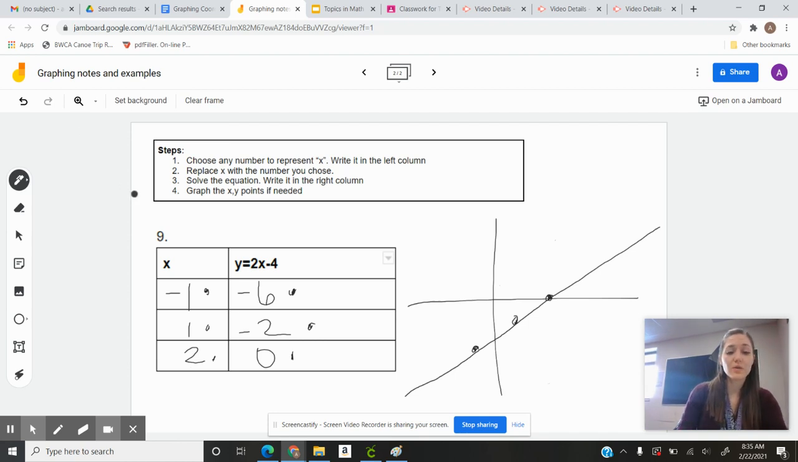All right, if you guys have any questions on number 9 and 10, feel free to ask. Remember, you are not required to graph it. I just did a little quick demo so that way if you take the AccuPlacer, you kind of know what to expect.